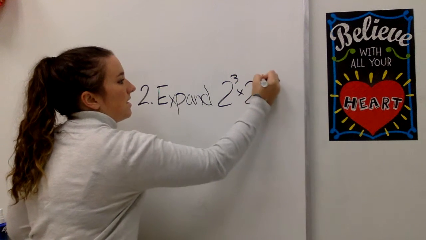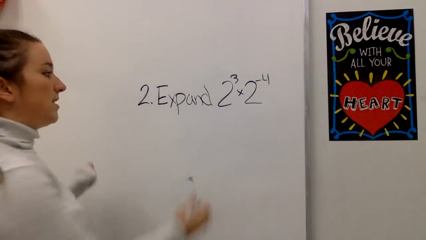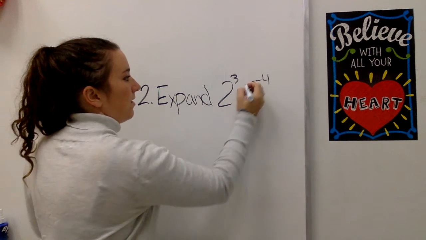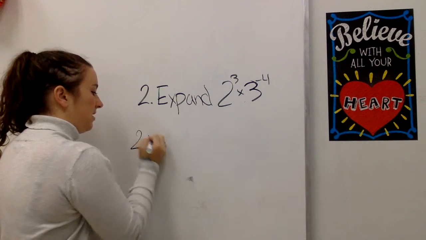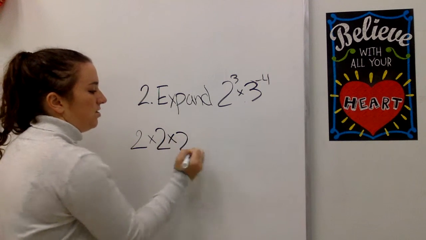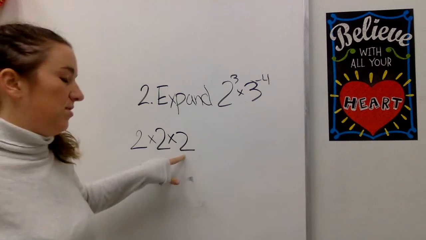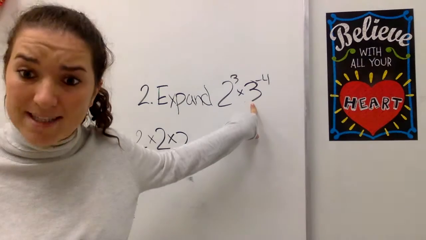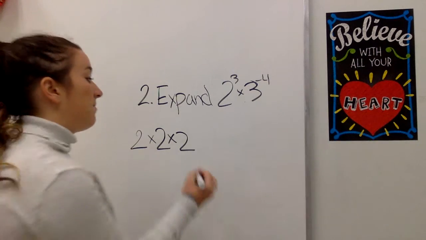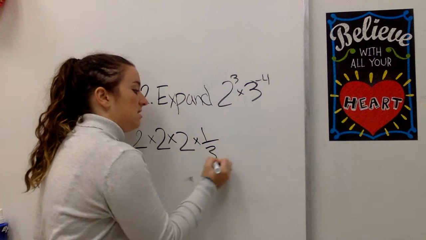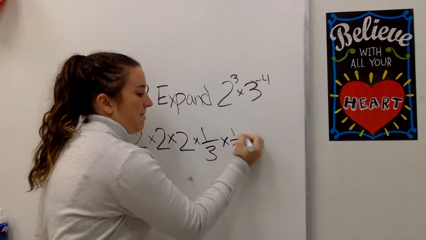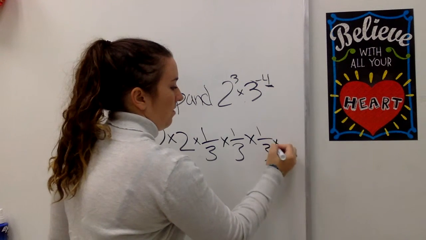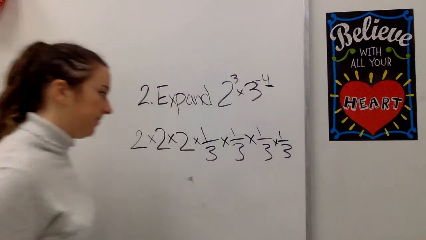All right. Now for my next problem, I want us to expand 2 to the third times 3 to the negative fourth. First I'm going to expand my first term. I'll have 2 times 2 times 2, because I have a positive exponent, so my base will stay the same. My second one has a negative exponent. What does that mean? Right, it means I'll be multiplying by a fraction because it's the same as division. I'm multiplying by 1/3 4 times.